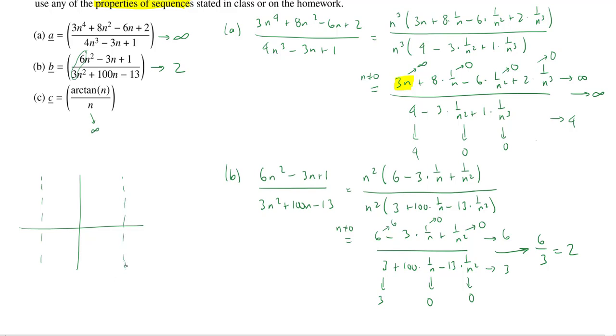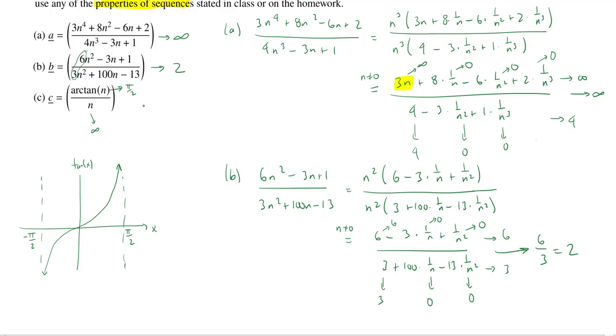The tangent function between negative pi over 2 and pi over 2 looks something like this. So this tells us that as the input of the tangent function goes to pi over 2, the output goes to infinity. Now the arctan is the inverse function. That means you just reverse the roles of the inputs and the outputs. So as n is going to infinity, that means the input of the arctan is going to infinity. The output gets closer to pi over 2. So this arctan is going to go to pi over 2.